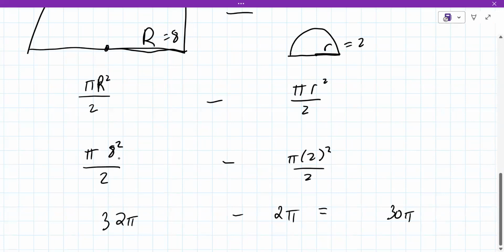It does say to round to the nearest tenth, which means to use a calculator if you want. I mean, this would be an acceptable answer.